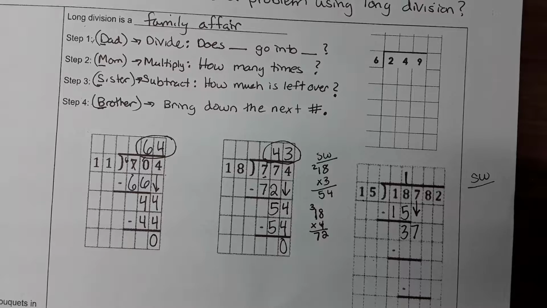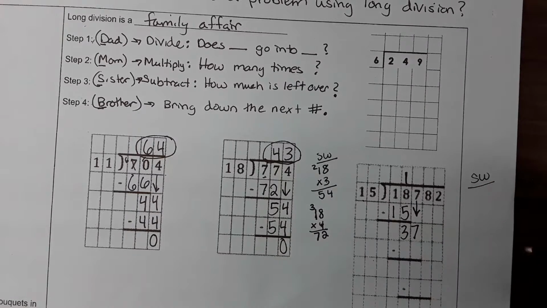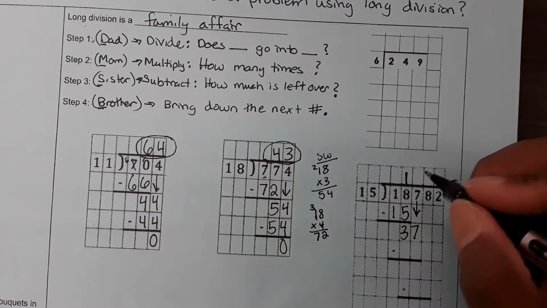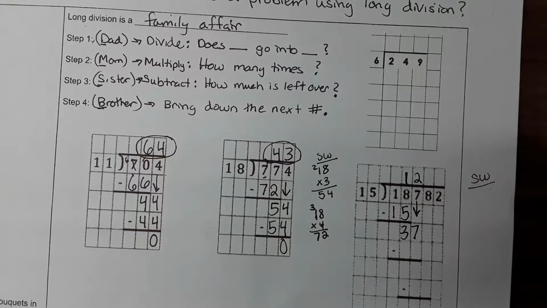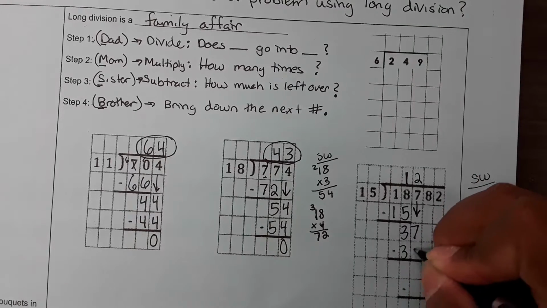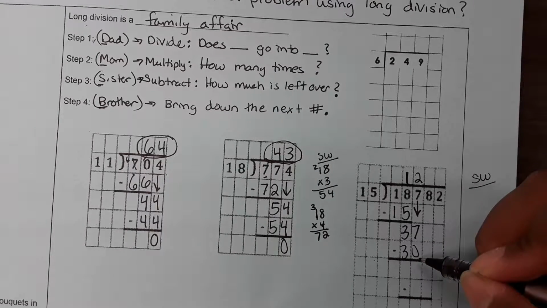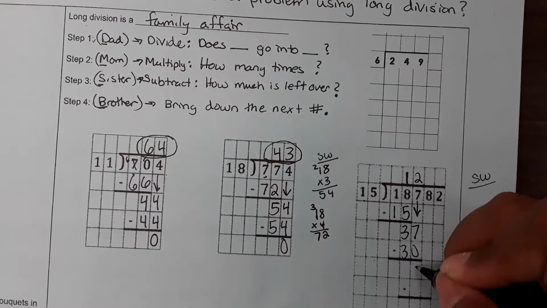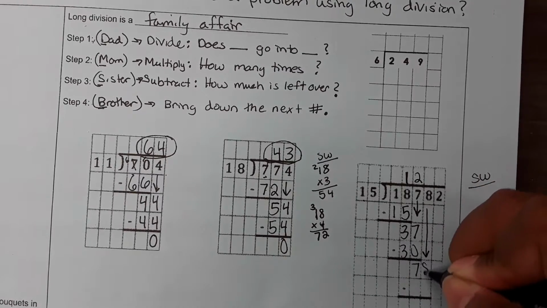All right, back to Dad's part. Does 15 go into 37? Yes, it does, because 37's higher. How many times? Well, you might be saying 2, because you know you got 15 cents one time, 15 cents another time, and you had a total of 30 cents. Excellent. So 15 times 2 is 30. I subtract. I have 7 left over. Now I'm going to bring down the 8.